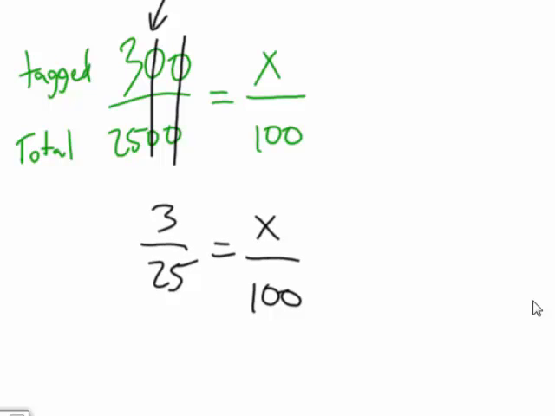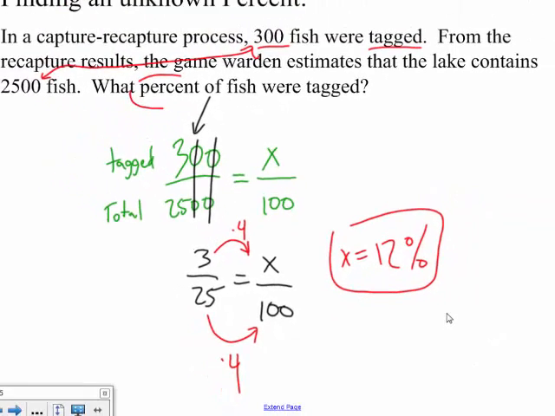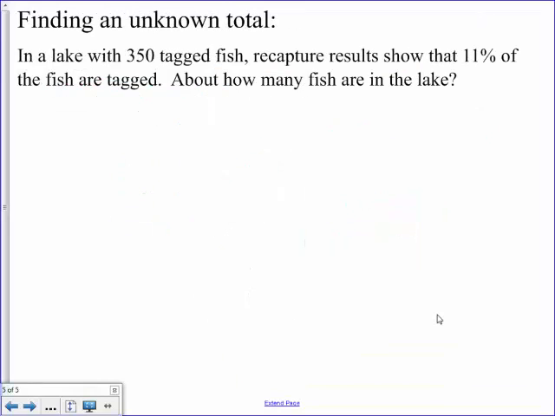And now I could just look, well, how did 25 get to 100? Times 4. So what do I do here? Times 4. So really, x equals 12. And what's our label? 12%. Remember, I always go back and reread. What percent of fish? So I could have taken the cross product, right? That 2,500 times x, and then 100 times 300, 3, and then 4 zeros, and solved it that way, that'd have been fine. But remember, you can always simplify ratios to make things a little bit easier. So we just kind of use what we learned in that last slide to help us solve for a percent now. Let's do one more.